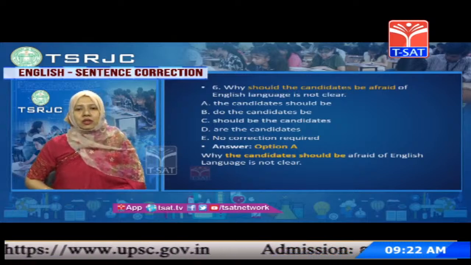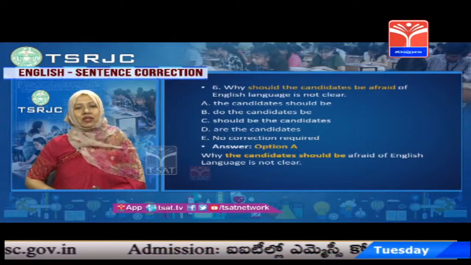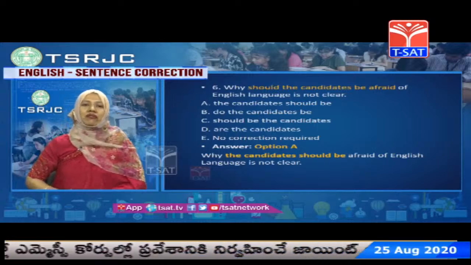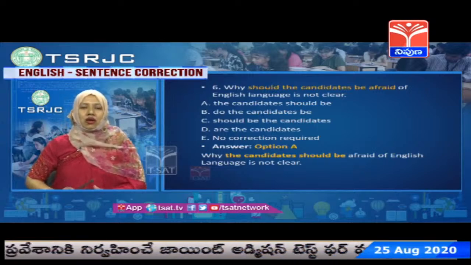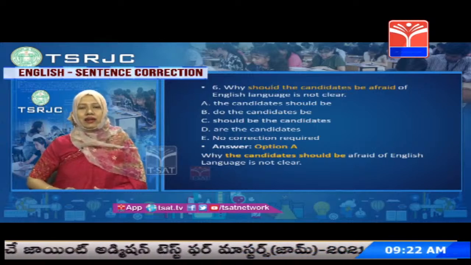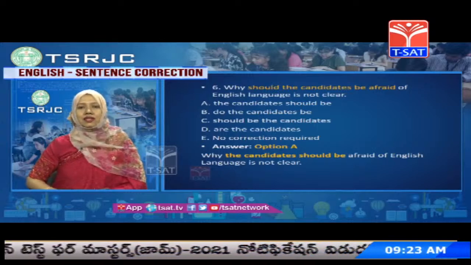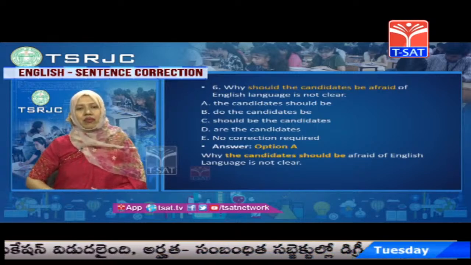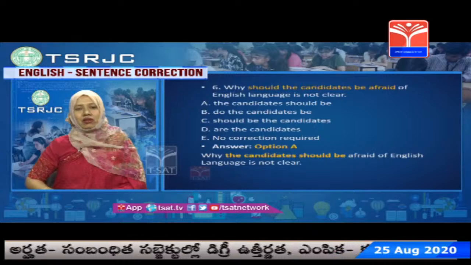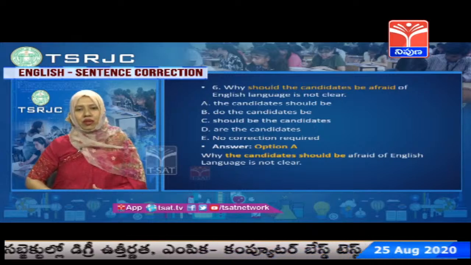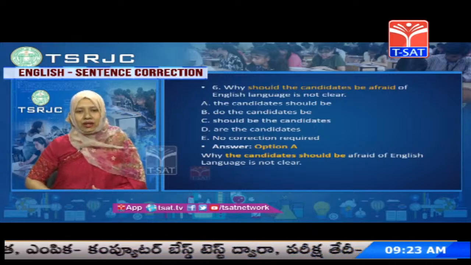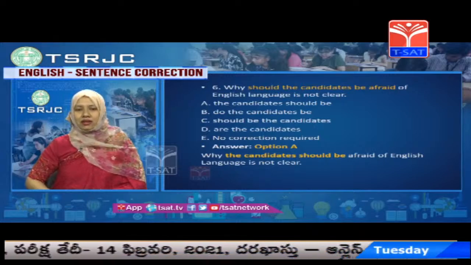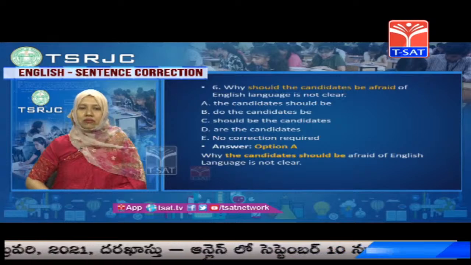If you follow the rules, apply the rules, you can solve such questions very easily. Why should the candidates be afraid of English language is not clear. Now in this sentence you can see the highlighted words, should the candidates be afraid of. There is a mistake here. Now four options are given: the candidate should be, do the candidates be, should be the candidates, are the candidates, or no correction is required.